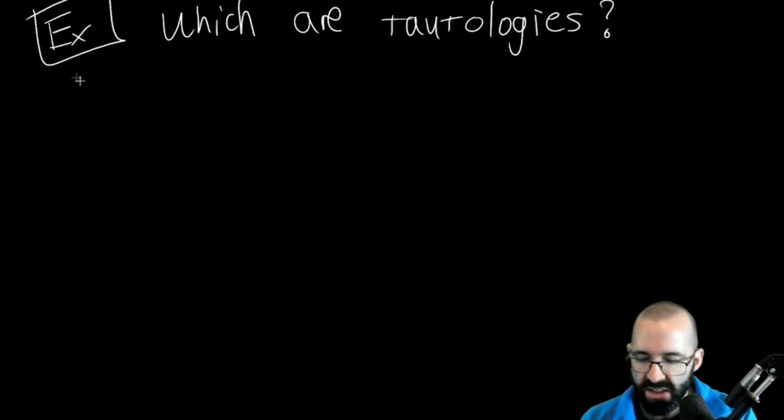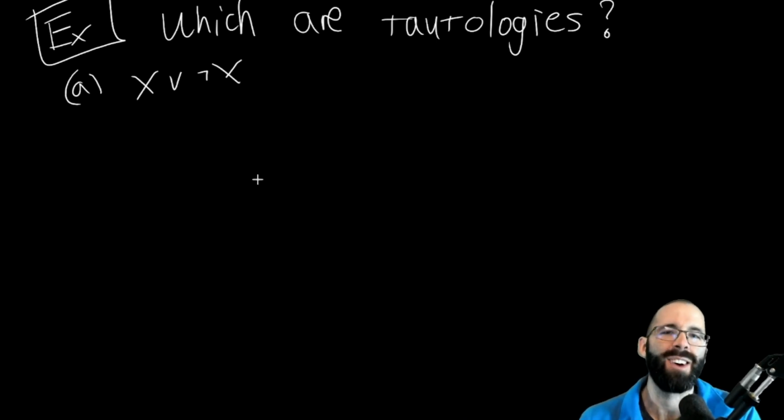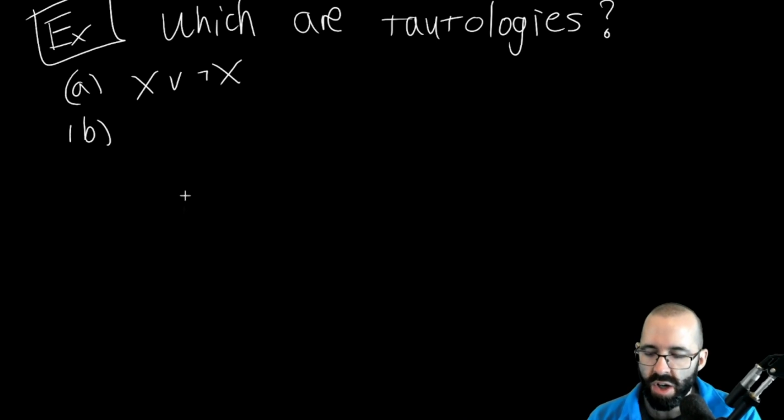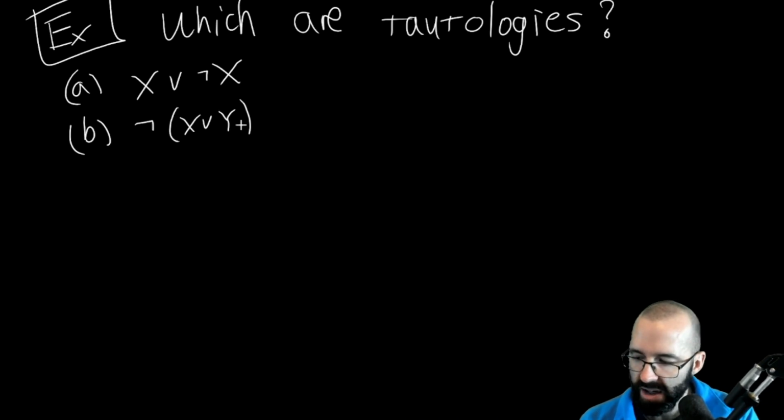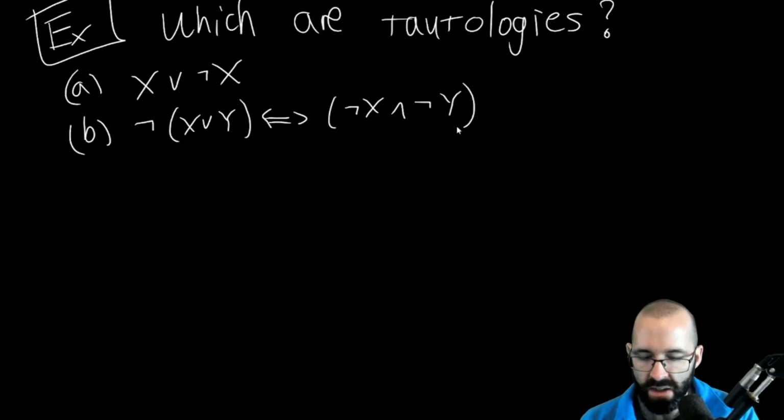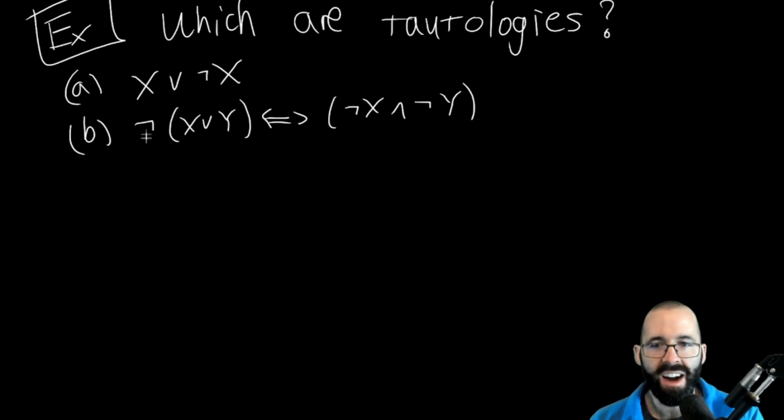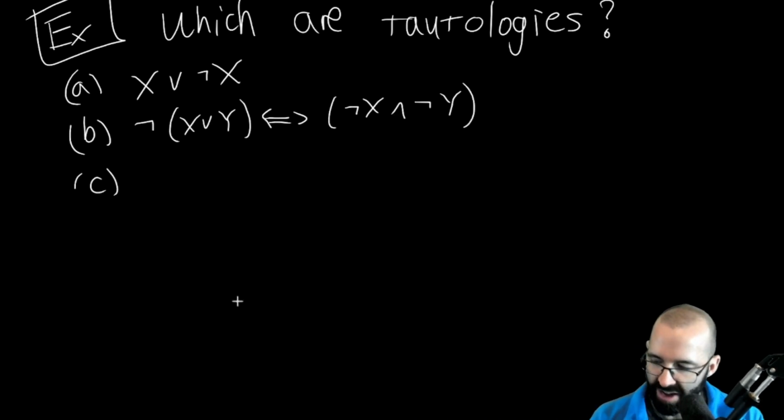Okay, so here's your practice. Letter A is going to be X or not X. And just saying it out loud, I'm sure you know the answer, but you can show it with a truth table. The second one is not (X or Y) equivalent to not X and not Y. Now, we've seen something similar to this when we talked about sets. Remember that the not is like set complement, or is like union, and is like intersection. So hopefully you already know what that one's going to look like.